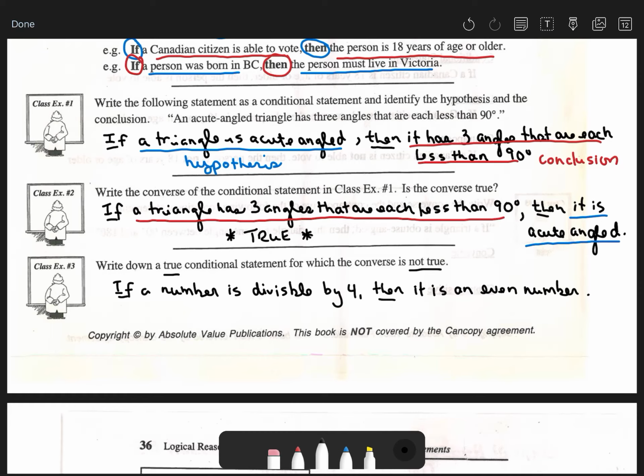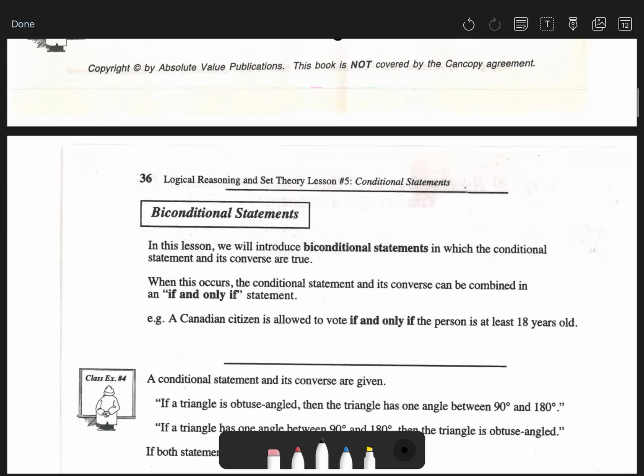Okay, but if I switch the if and then portions of the statement, that would read, if a number is even, then it's divisible by 4. Okay, that's not true. So something like 10, right? So the conditional statement I wrote is true. If I were to switch the if and then portions of that statement, it would not be true. So therefore, the converse is not true.